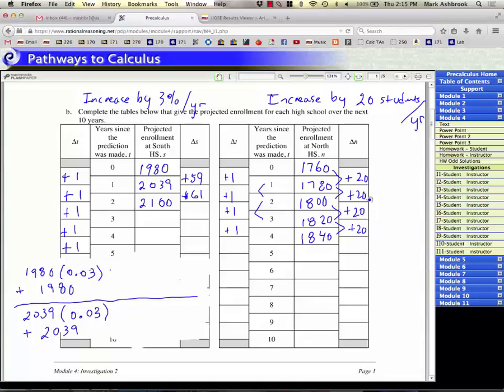So, looking at the delta t's, what's the difference here? What's happening in North High School? Looking at the delta t's here. Same number of people are coming every year. So what operation is that? Addition, right? This is additive growth.